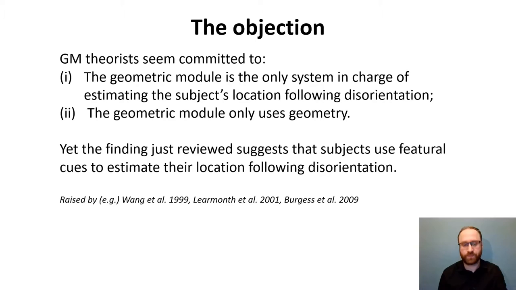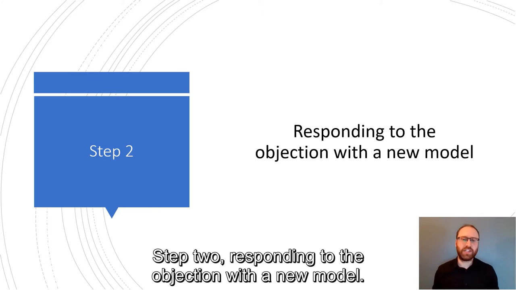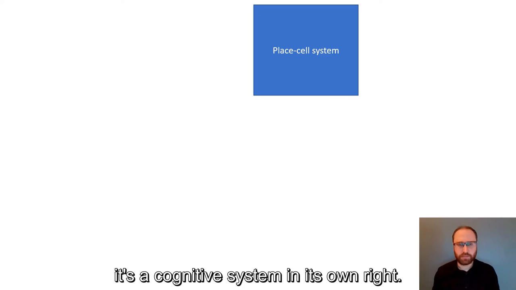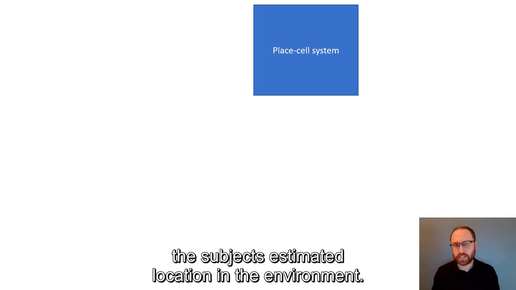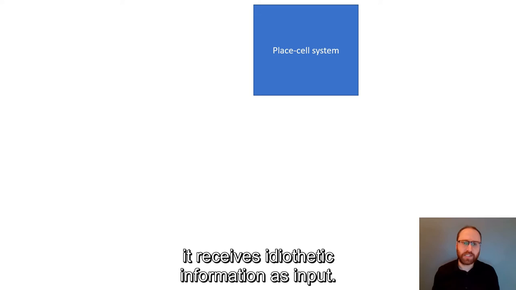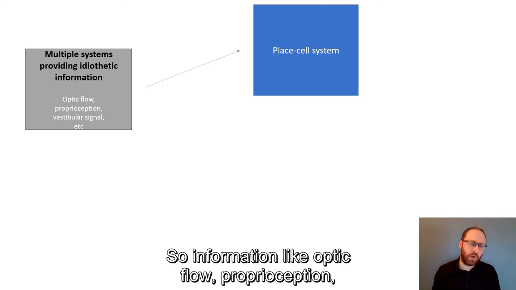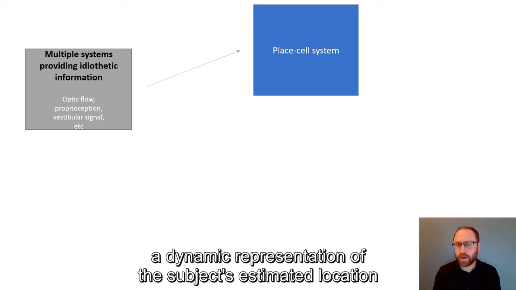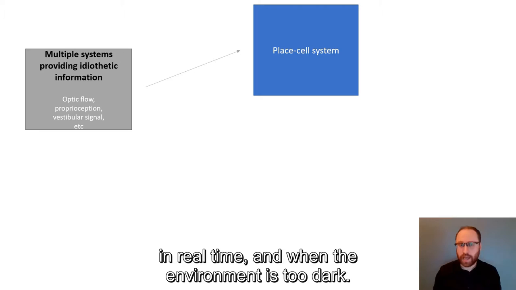Step two. Responding to the objection with a new model. So here we have the place cell system. It's not just a neural system, it's a cognitive system in its own right. Its function is to continually keep track of the subject's estimated location in the environment. In normal contexts, it receives idiothetic information as input. So information like optic flow, proprioception, vestibular signals, etc. These systems continually provide input to the place cell system to help it keep a dynamic representation of the subject's estimated location in real time, even when the environment is too dark.